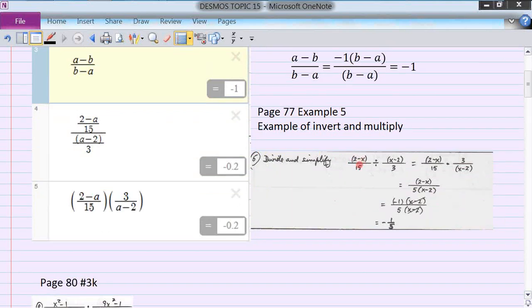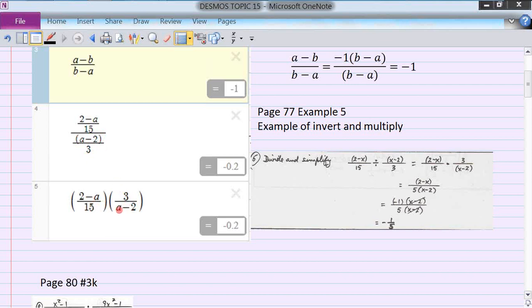Another example, if we go to page 77, is inverting and multiplying, where I have to divide (2 minus x) over 15 by (x minus 2) over 3. So I've changed the x into the a here. And you can see that we get minus 0.2, which is the same as minus a fifth right here, the answer. And now what I've done is I've flipped the denominator. Here is the denominator. So I invert it, and it becomes 3 over (a minus 2).